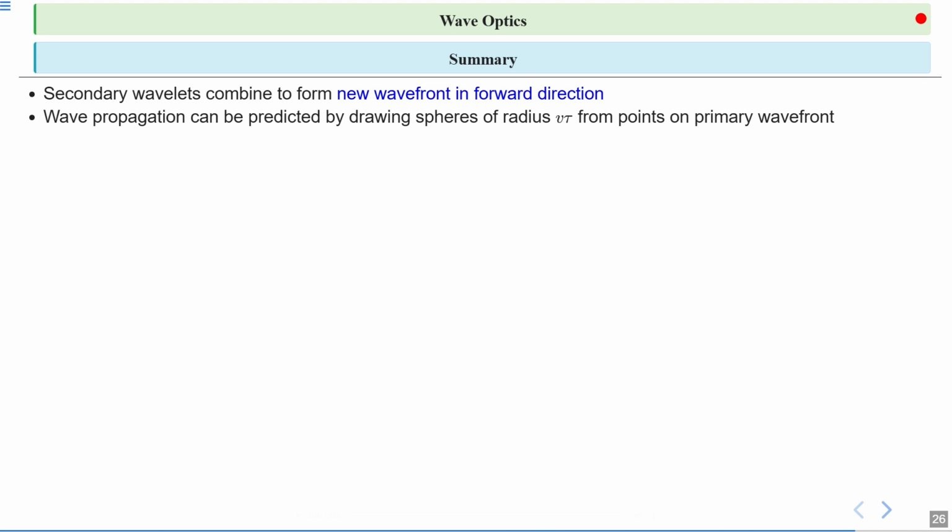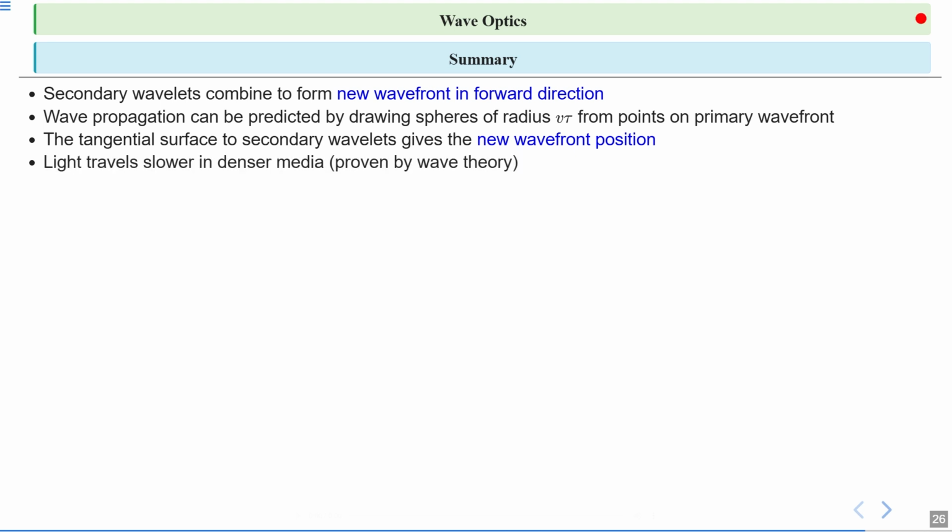Wave propagation can be predicted by drawing spheres of radius v tau from points on the primary wavefront. Here v represents the wave velocity and tau is the time interval. This method helps visualize how waves move through space. Next, the tangential surface to these secondary wavelets gives us the new wavefront position. Think of this tangential surface as the outer edge of these combined wavelets, marking the new location of the wavefront.